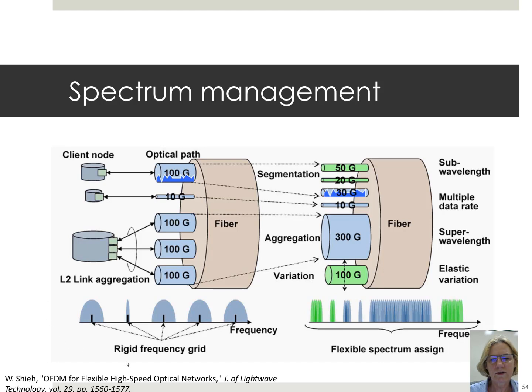You can see here the questions about how to do segmentation, aggregation, all these issues have to be resolved at the network level in order to take advantage of this move from a rigid allocation where everything is a single size, a couple discrete sizes, to much more granularity.